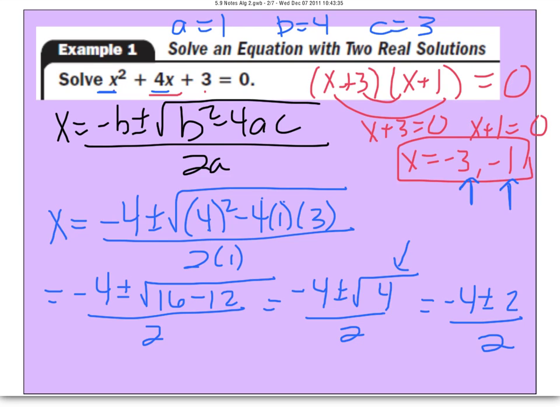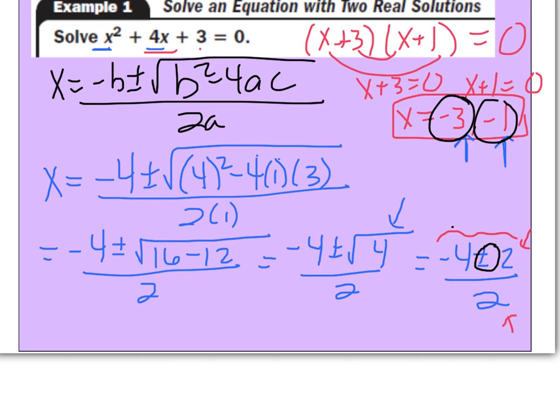Now be careful. Don't start crossing off that 2 and that 2. You have to keep this whole top half together. So let me first do this. I want to find out where the two answers come from because I know the answers are negative 3 and negative 1. Well, here's what you do. Once you have it down to this, you're going to take it and break it into its two pieces based on that plus or minus. So the first one's going to be the negative 4, I'll do the plus 2 all over 2. And the next is negative 4 minus 2 all over 2.